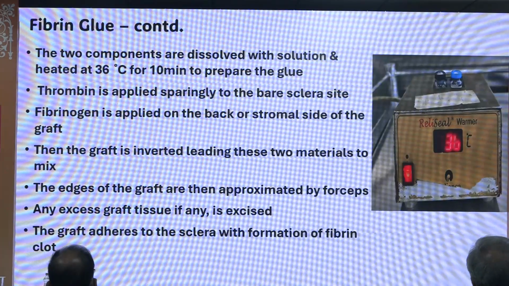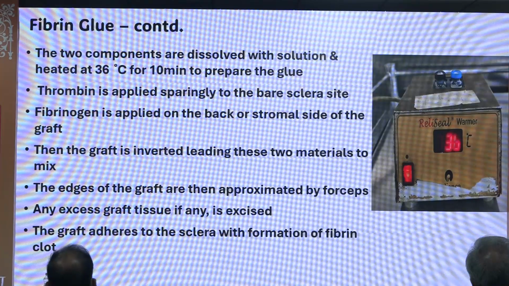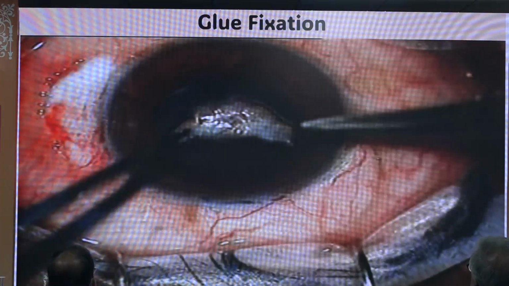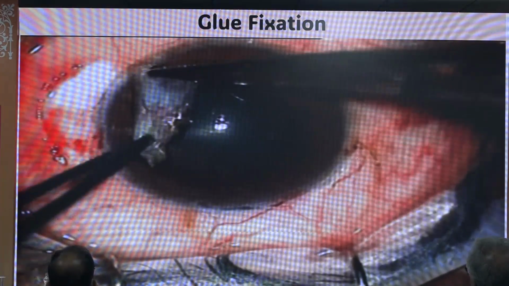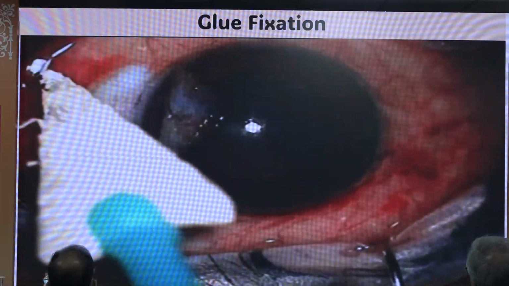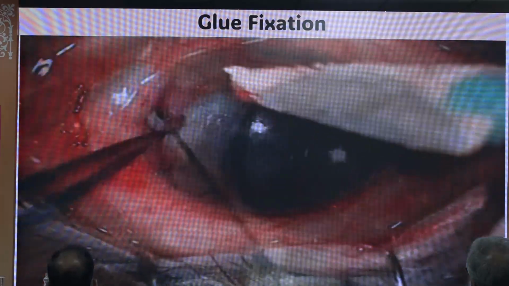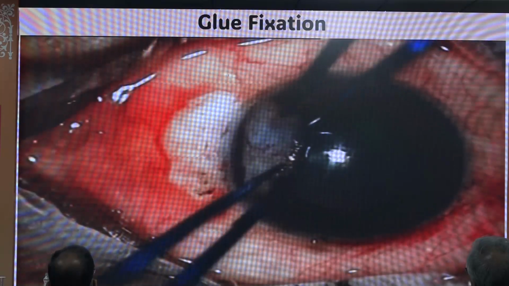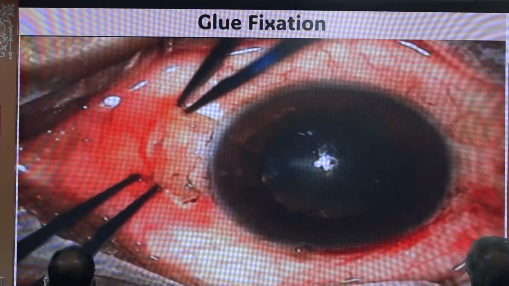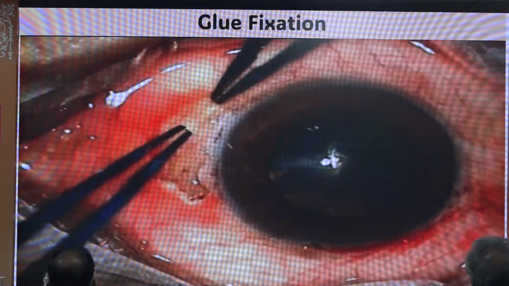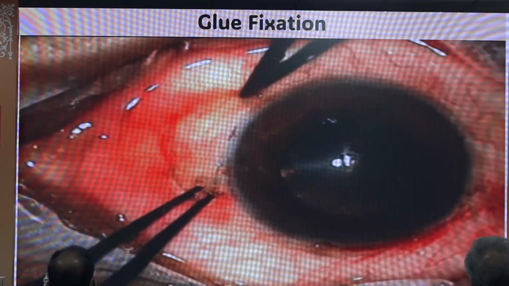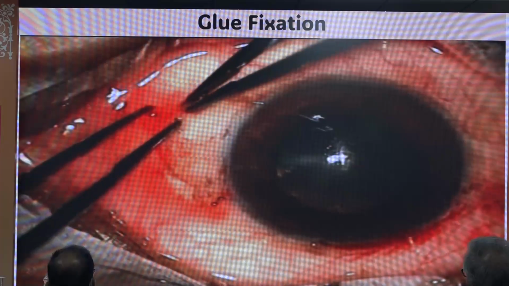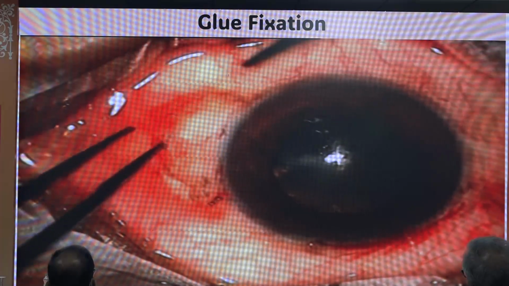The two components are preferably first dissolved in a solution and heated at 36 degrees for preferably 10 minutes, which prepares the glue, and then we start the application. Once the graft is ready, we orient it properly, then make both surfaces as dry as possible with a sponge. Thrombin is applied sparingly on the bare sclera area, and the fibrinogen is applied on the back side or stromal side of the graft. Then the graft is inverted, leading to mixing of those two materials. The edges of the graft are then approximated with forceps, and if any excess graft is there, it should be excised, and thus the graft adheres to the sclera once the fibrin clot is formed.